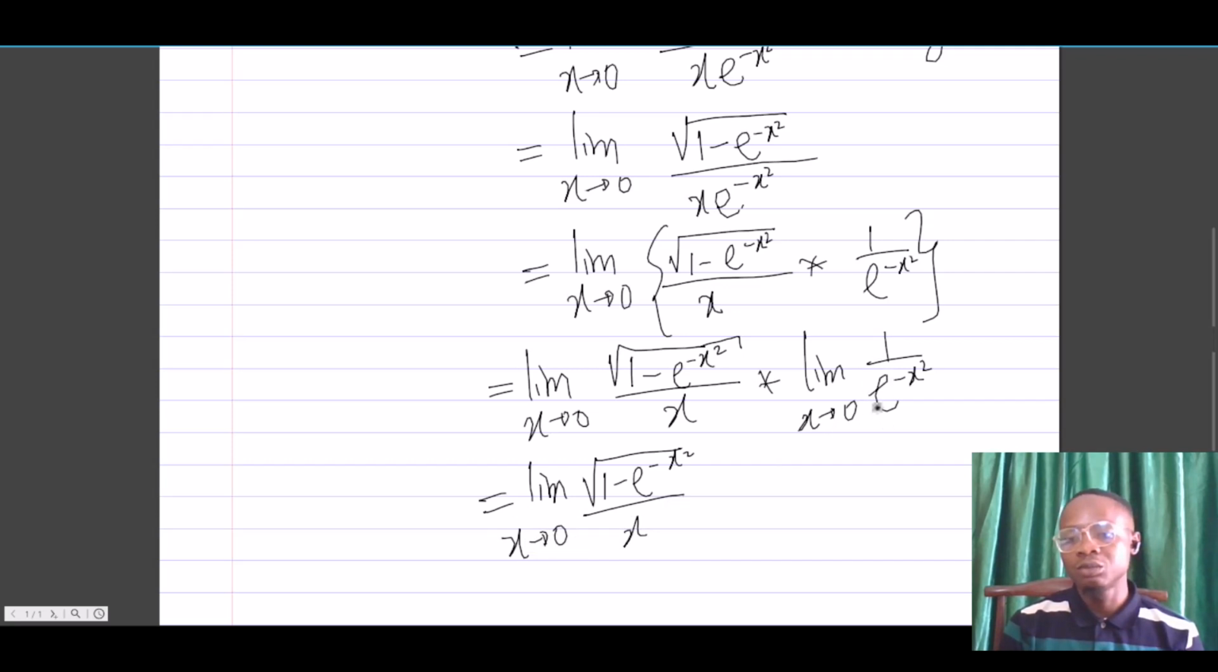And the limit of this is going to be 1 by just making the direct substitution. This is going to be e raised to power 0, which is 1 over 1, which is 1. So multiplying by 1, it just doesn't change anything we have here.